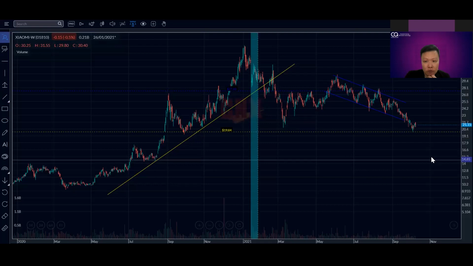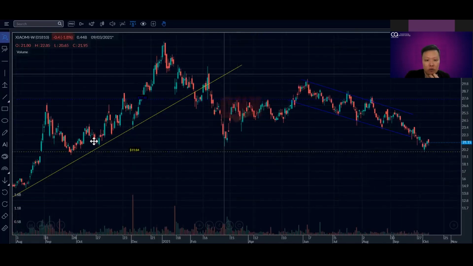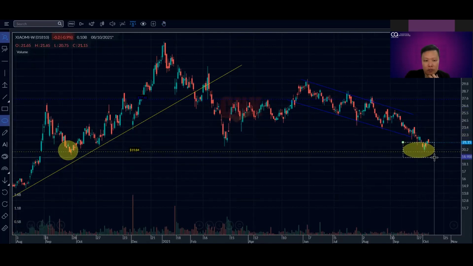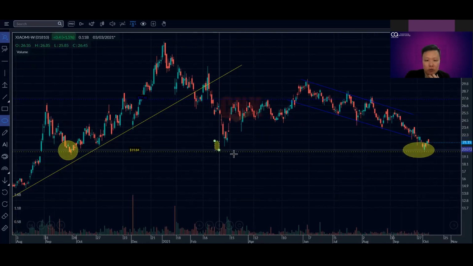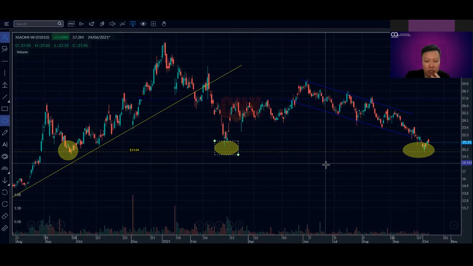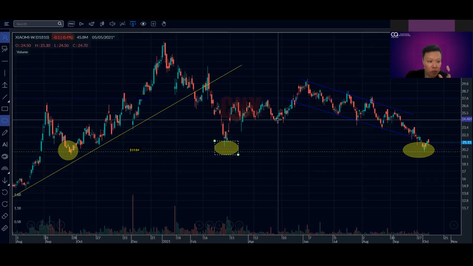If you look at this Xiaomi, support is somewhere here. Usually based on technical analysis, when price touches the support, it is usually a buying point. But nothing is 100%. If you bought at this level, then you have to set, for example, a 5 or 8% stop loss. Always use a stop loss.